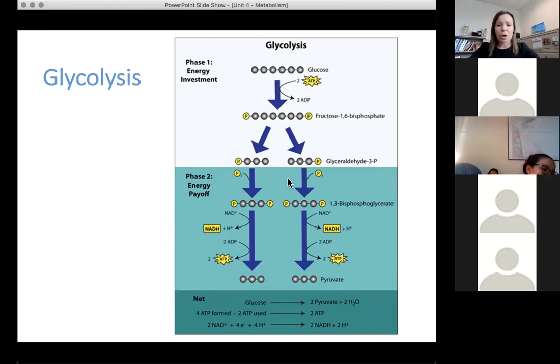But then as this process continues, you do end up making 4 ATP molecules. You make 2 here and 2 here. So that's 4 total. And then if you take into account that you used up 2 in the beginning, that tells you that your net gain of ATP after this process is 2.